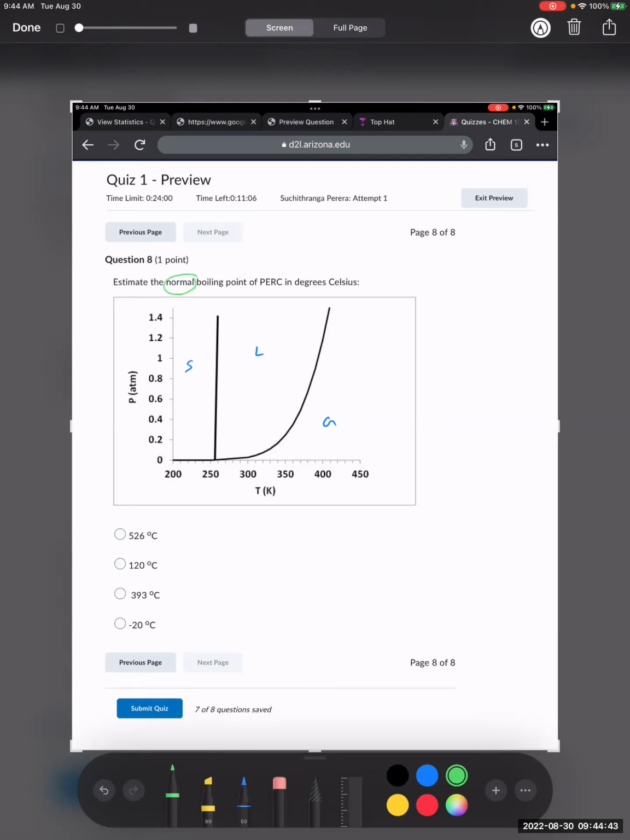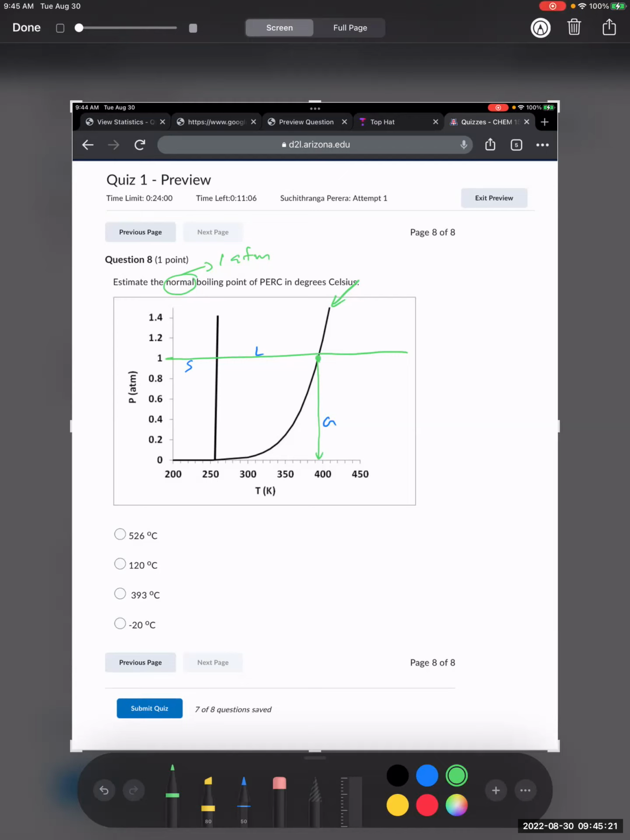Whenever you see the word normal, that means at 180 m. Okay, so whenever you see the word normal, what I would do is I would draw a line at 180 m. Okay, because we are dealing with that pressure. Okay, that's what that means. And then boiling involves the liquid gas boundary. Okay, this boundary over here. And then 180 m touches that boundary around this point over here. So at that point, I would say the temperature is very close to 400.